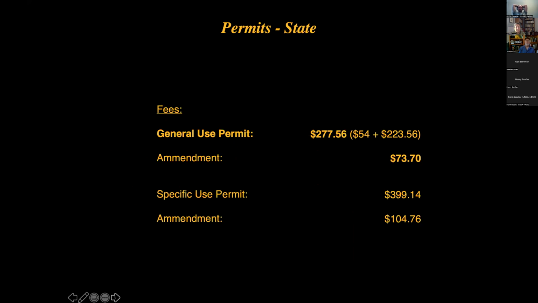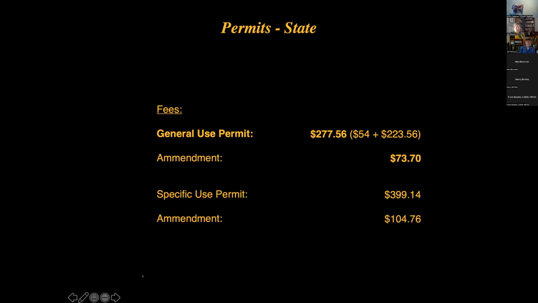So there are fees associated with the state permit. So a general use permit is $277, which is a $54 application fee. You pay that right up front. And then when they approve you, it's $223.56. If you want to add anything to it, you have to add another $73.70. I don't know why all these weird numbers, why they just don't say, look, it's $225 or it's $75. It'd make it a lot easier. But the state has its own ways of doing stuff.